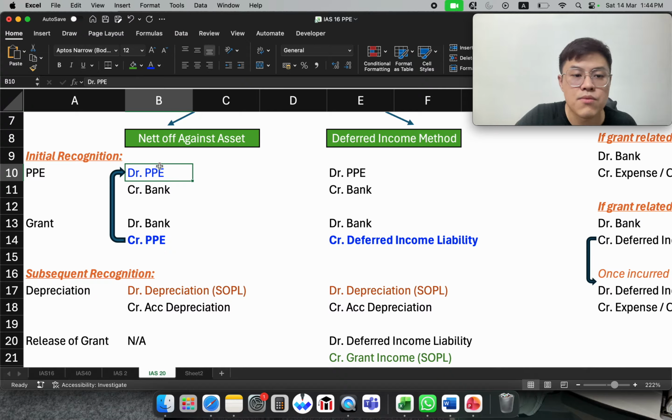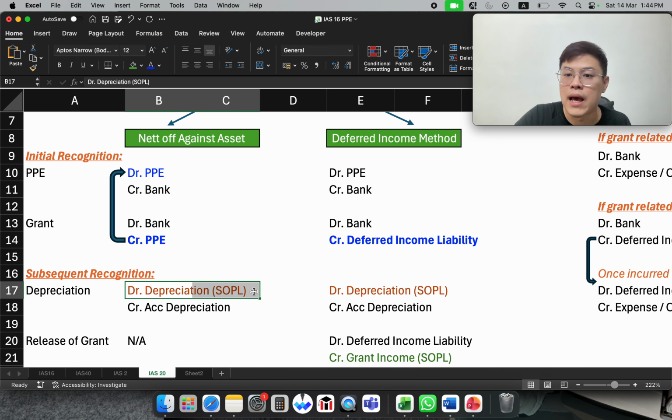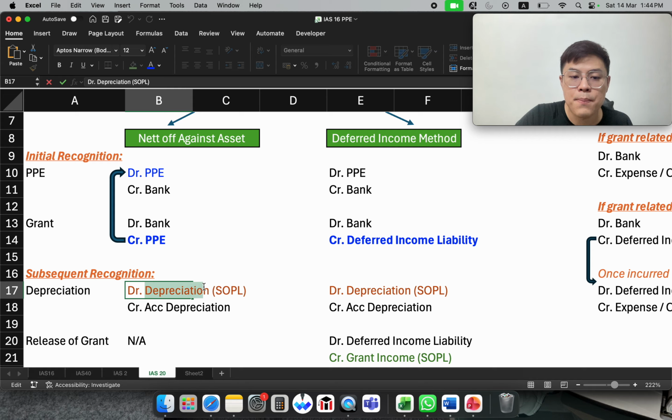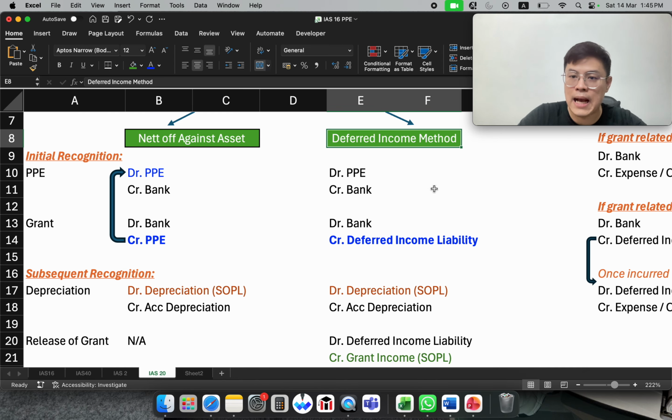That's why, based on this revised cost of PPE, after you minus your residual value and divide by your useful life, you will depreciate accordingly in SOPL. Meaning to say, this depreciation has already taken into account the benefit of the grant. Then you depreciate until the useful life ends. Here we don't have release of grant, because the release of grant will be applied for the deferred income method.